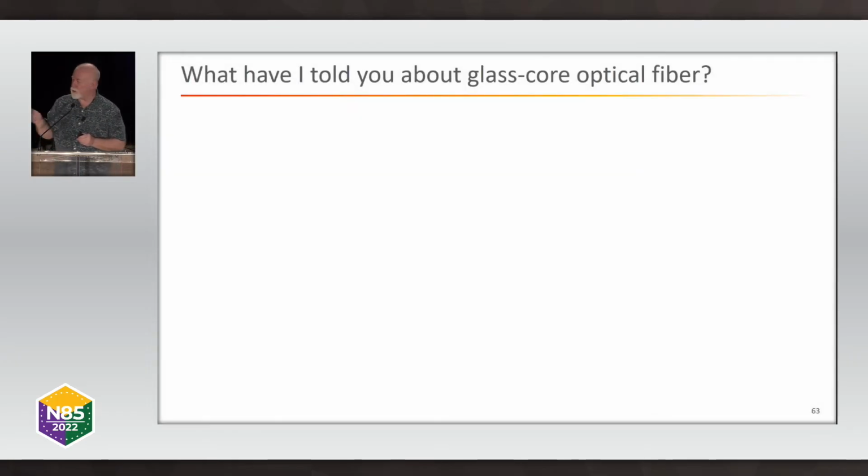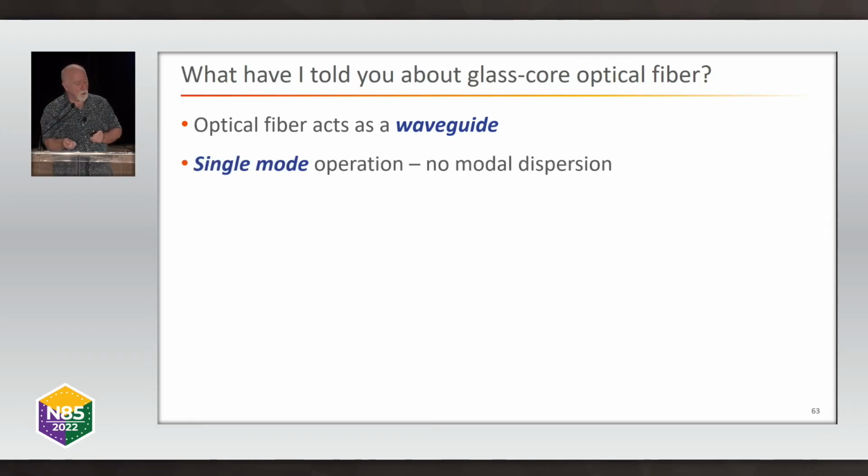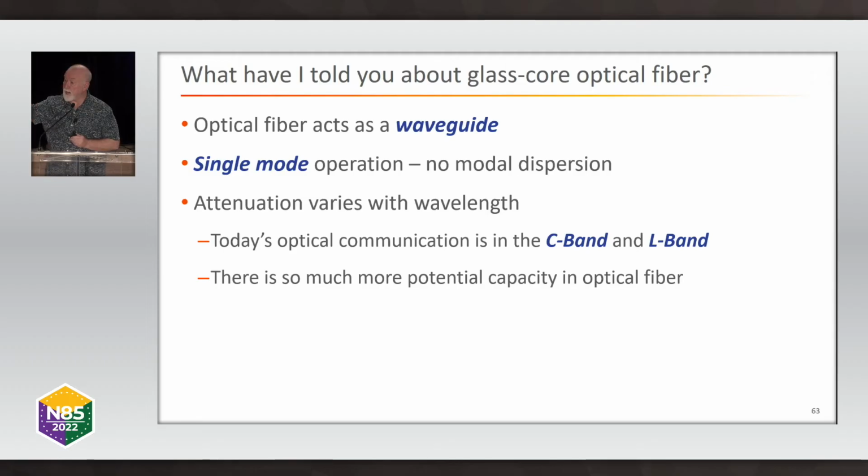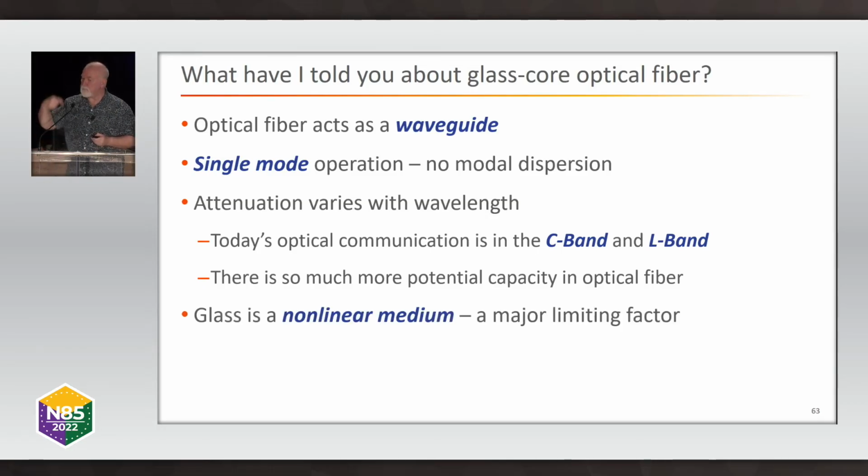Right, moving away again from conventional fiber, this time to hollow core fiber. Because what have I told you so far about glass core fiber? Well, the fiber acts as a waveguide, it's single mode operation, and the attenuation varies with wavelength. Today's optical communication is in the C and the L bands. That's one of the things that limits fiber capacity. But there's so much more potential capacity in the fiber because we can build lasers over a much wider range of wavelengths. Glass is a nonlinear medium, which is also a limiting factor because that limits the optical power you can put into the fiber. If we could transmit at higher power levels, we could go further and at higher data rates.